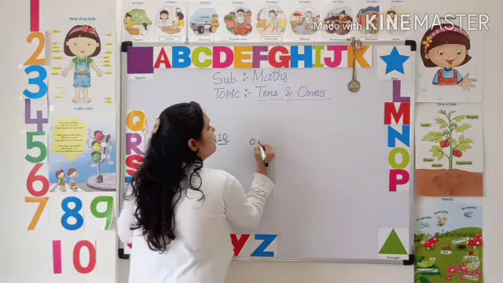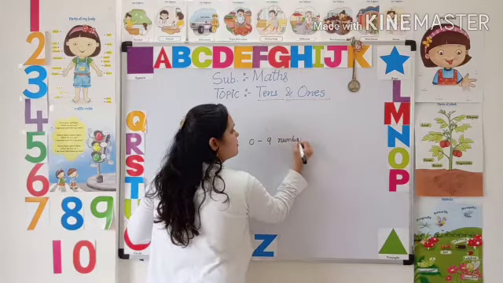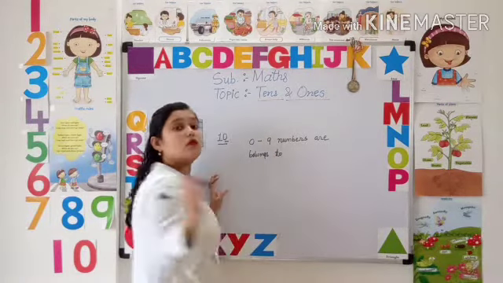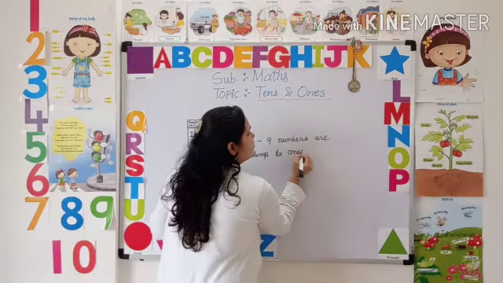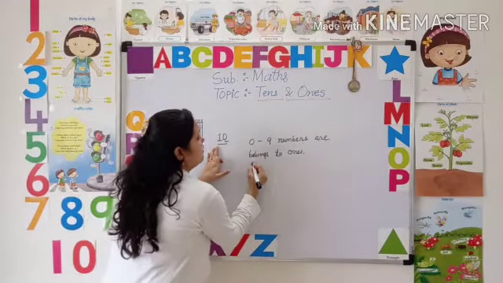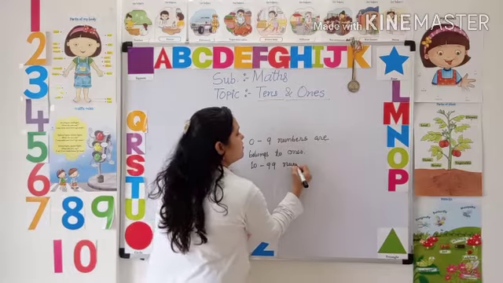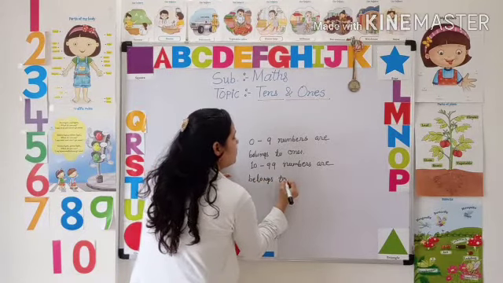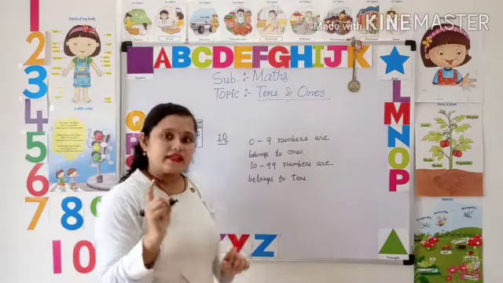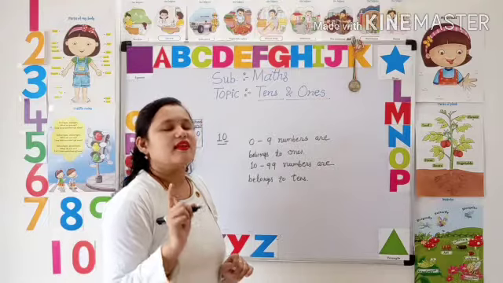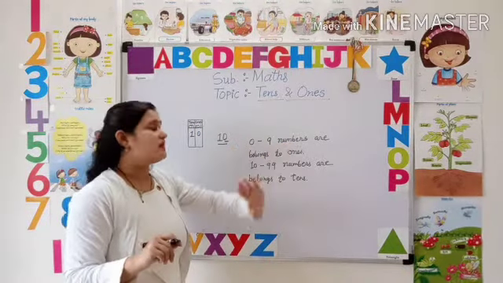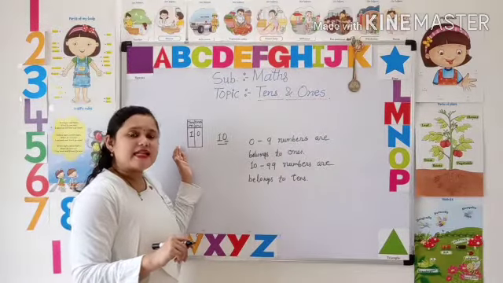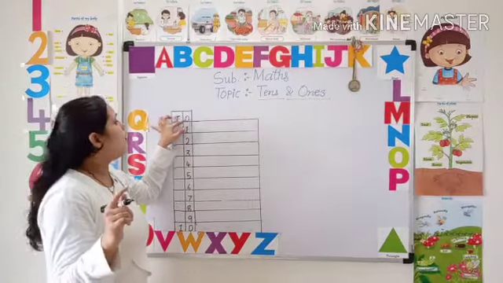Overall, 0 to 9 numbers belong to ones and 10 to 99 numbers belong to tens. Is that clear to everyone? Yes, very good. So, 0 to 9 numbers belong to ones and 10 to 99 numbers belong to the tens. T means tens and O means ones.